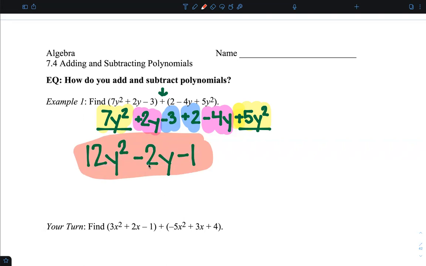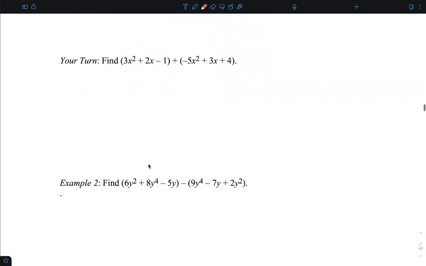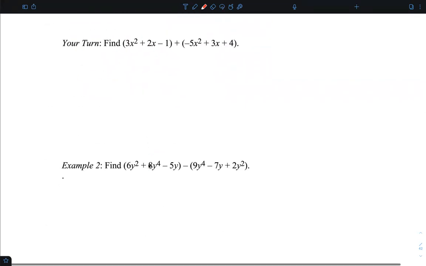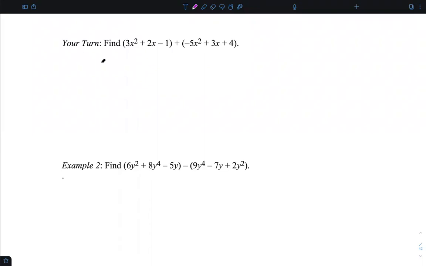Pretty simple, right? All right, so pause the video, just like I were there in class, especially if you need this your turn. If you don't need the your turn, you could just fast forward the video to example 2, or just do it quick while I'm doing it because you'll probably be done before me, and then compare your answer.